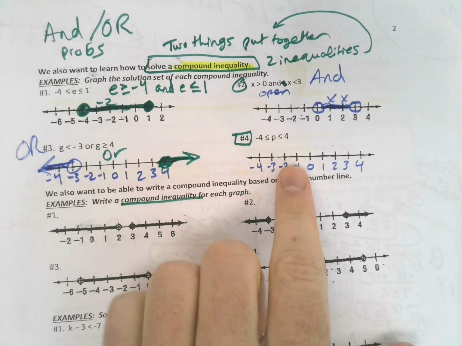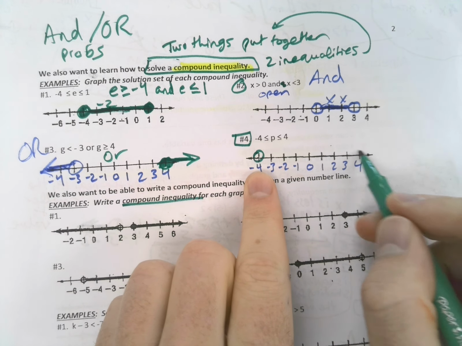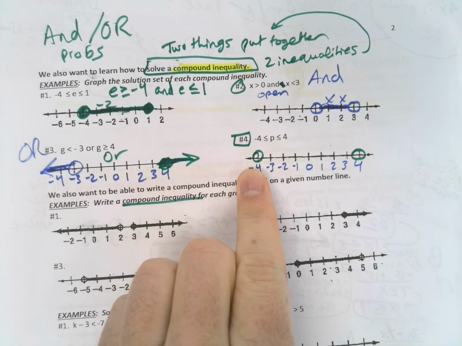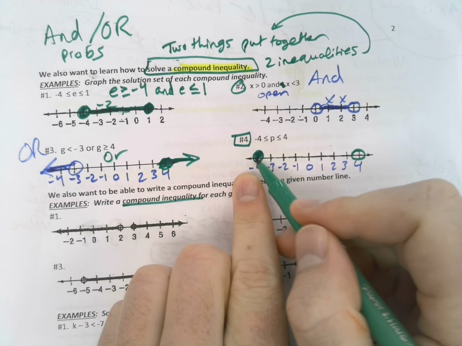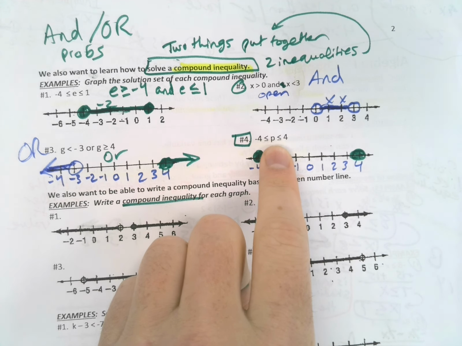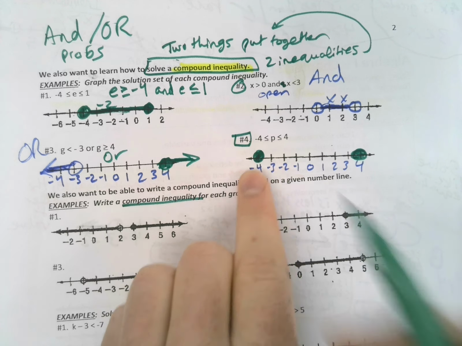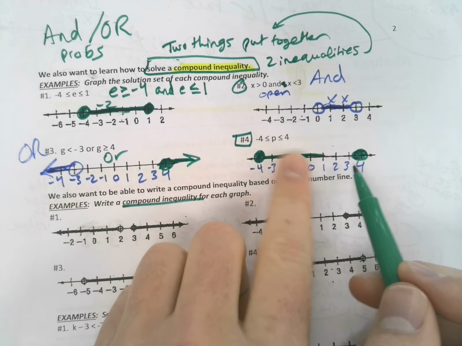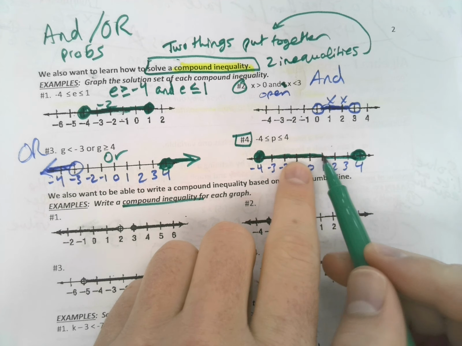So number 4, we've got a point at -4 and a point at 4. Are they filled in or open? Filled in. Yep. Filled in because P could be equal to both of those. And if P is bigger than or equal to -4, shading to the right. If P is less than or equal to 4, shading to the left.